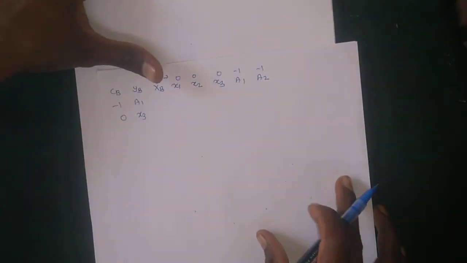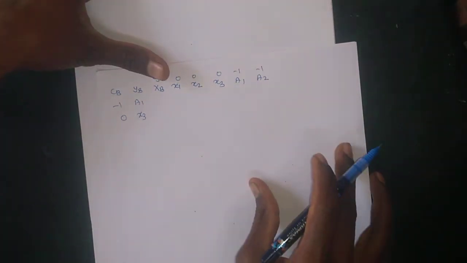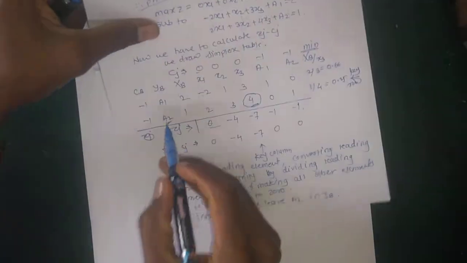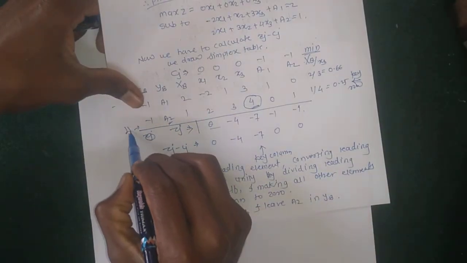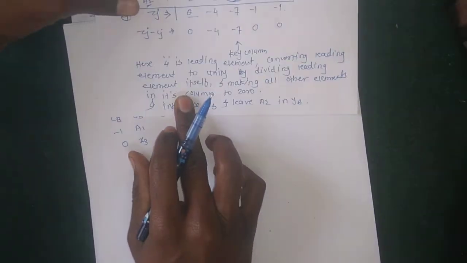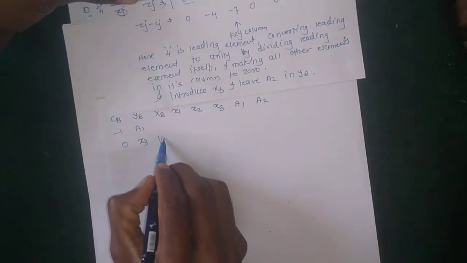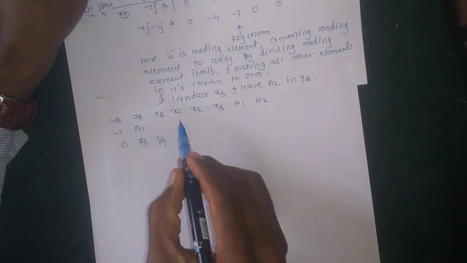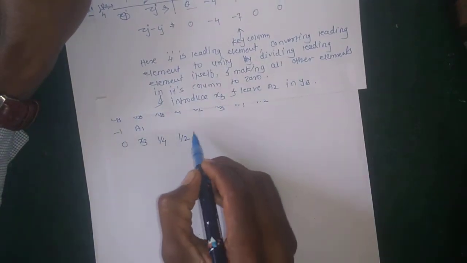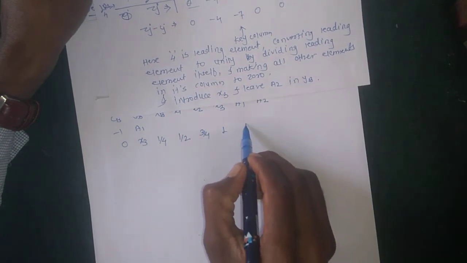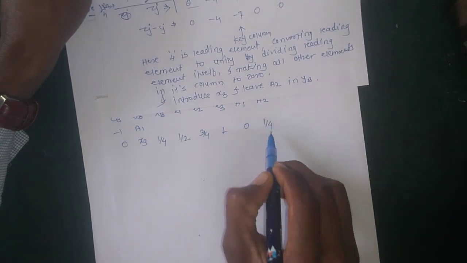Okay, then xb, if we divide this column by 1 by 4 of R2, we get 1 by 4 in the x3 row, 1 by 4. Then 2 by 4 means 1 by 2. Then 3 by 4 by 4 means 1, 0 and 1 by 4.